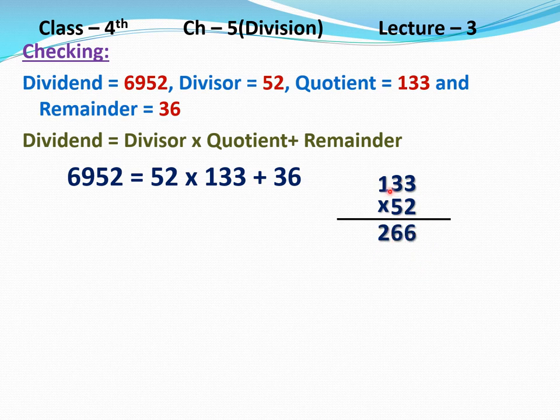Now put 1 cross here. Now multiply 133 by 5. See, 5 3s are 15, write 5 here and 1 carry. 5 3s are 15 plus 1, 16, write 6 here and 1 carry. 5 1s are 5 plus 1, 6, write 6 here.